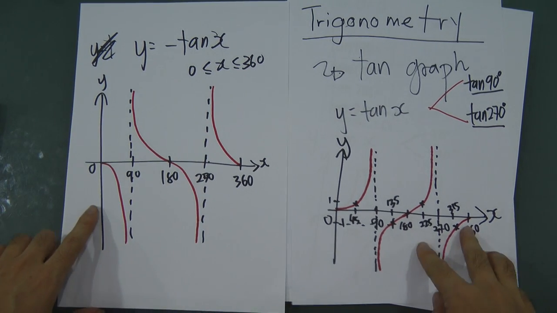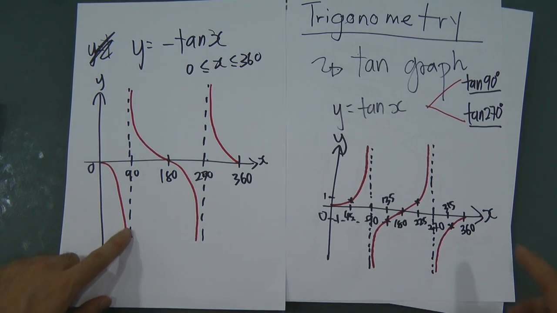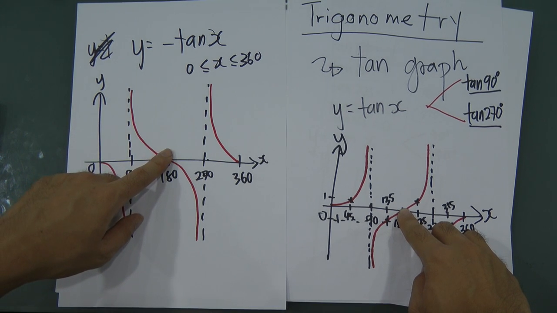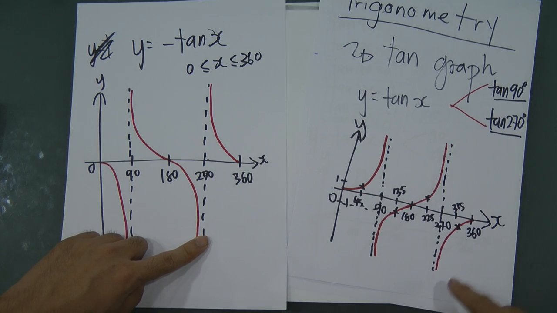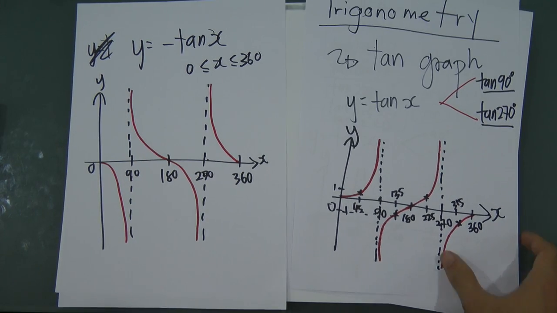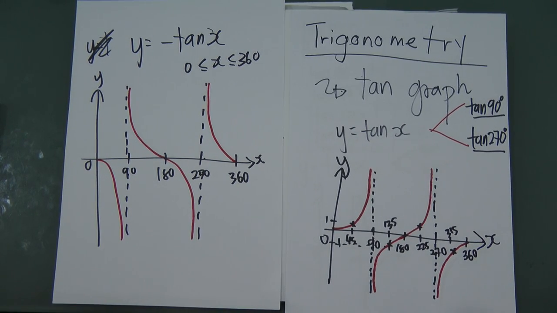You can see the difference over here. Whatever was positive is now negative, whatever was negative is now positive. This one in positive will go down to negative, and this one in negative will come up to positive. This is what happens to negative tangent x. Okay, then let me do the last one.